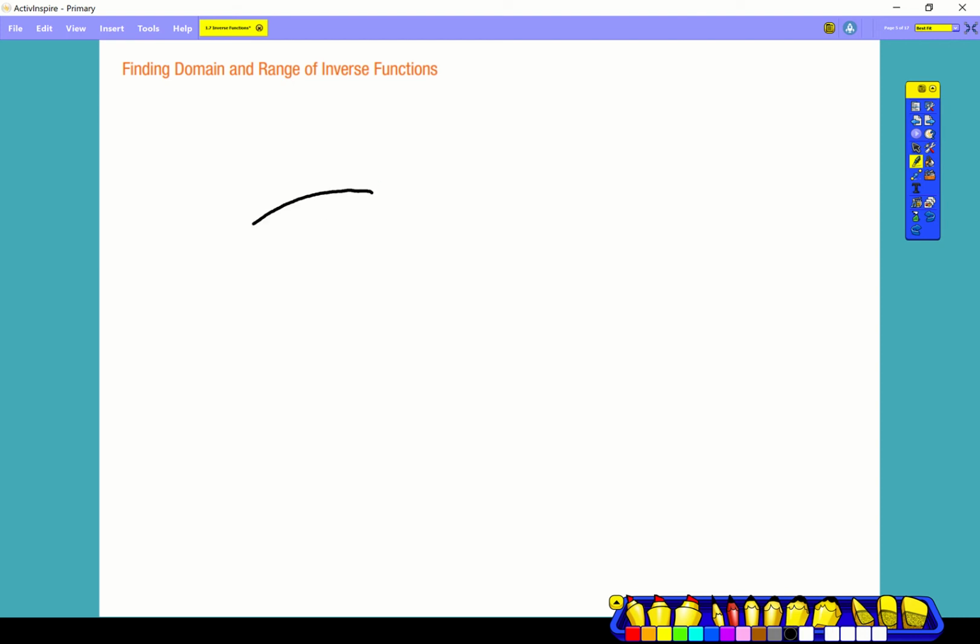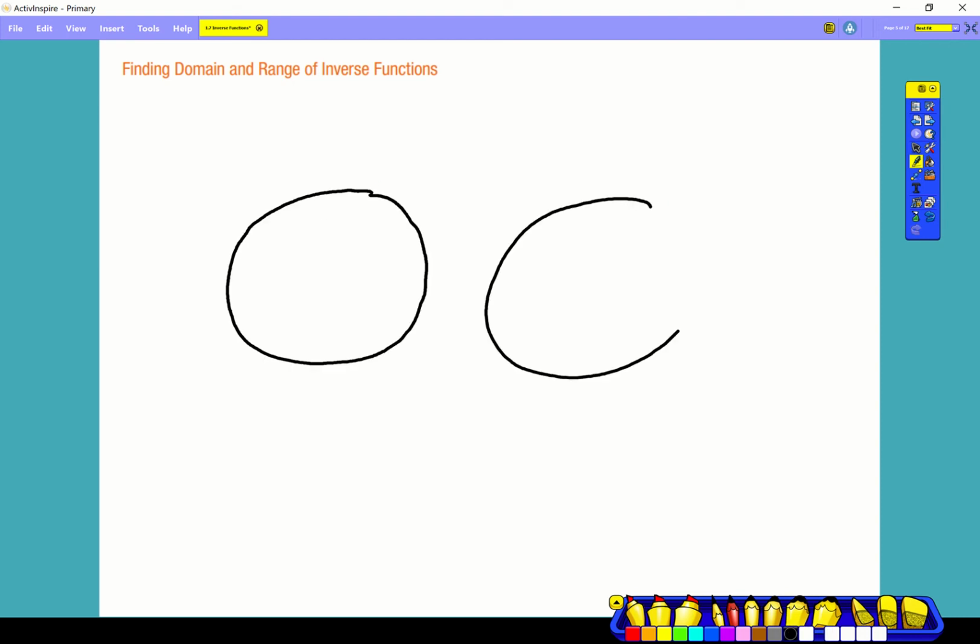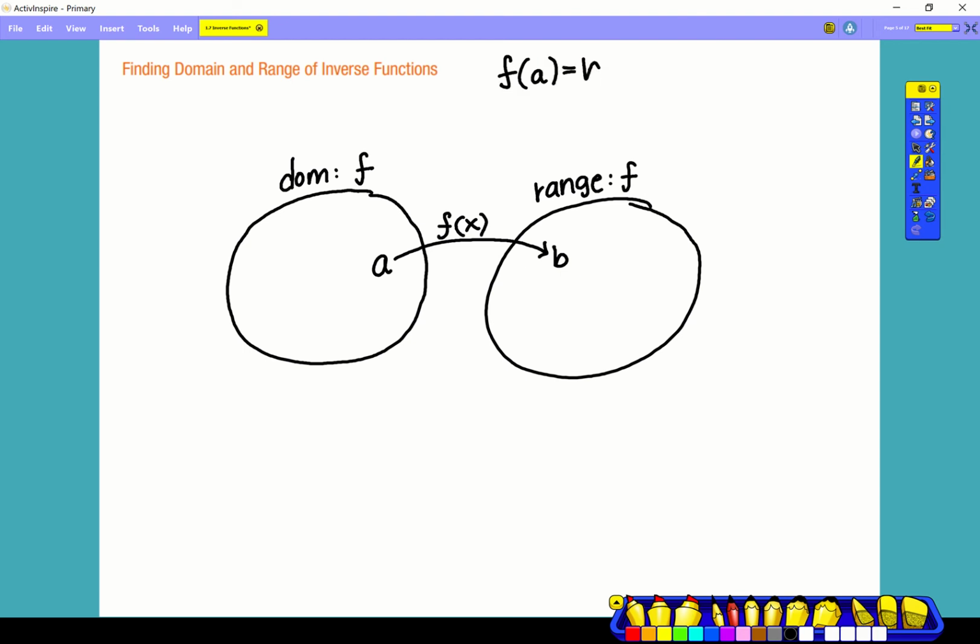We're going to have two circles to try and understand this. So we have the domain of f, and here we have the range of f. So if f takes A to B, what this means is that if I take f of x and I input A, it'll equal B. If you ever see any arrows like this with function notation above them, that's what it means. I can take A from my domain and it will give me B in my range.